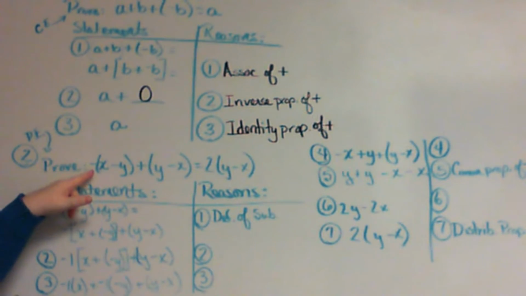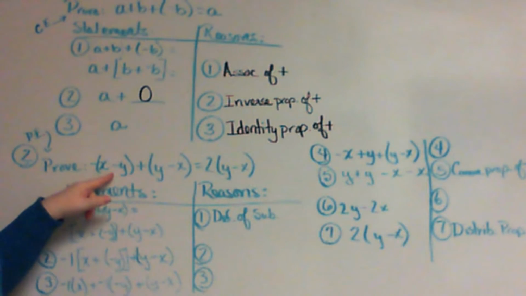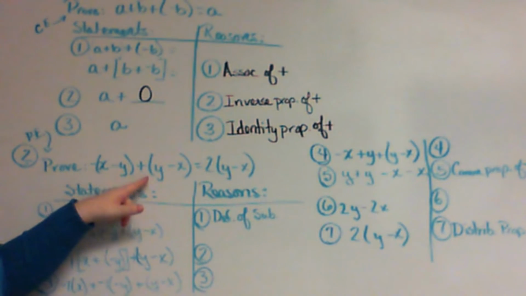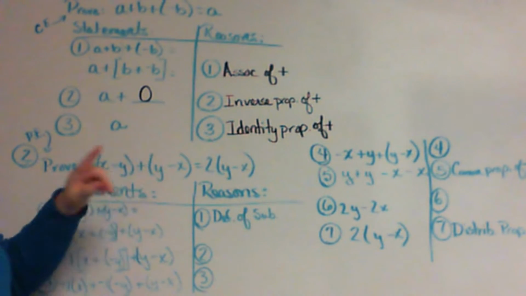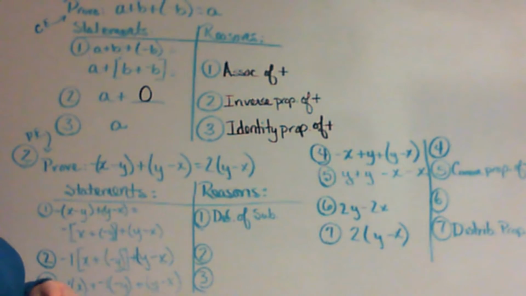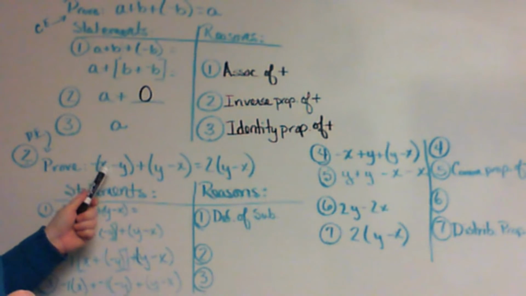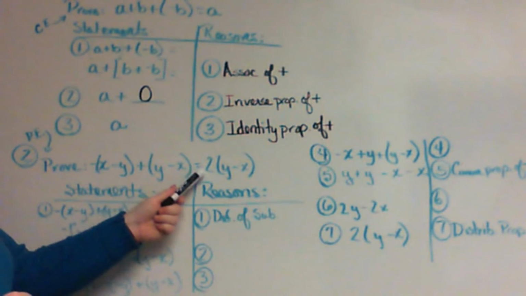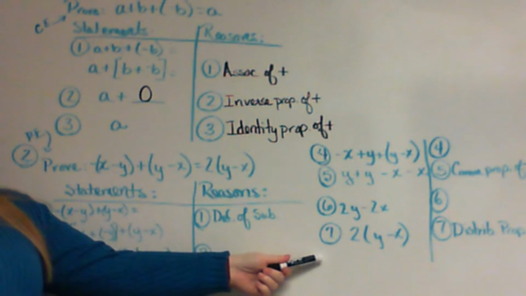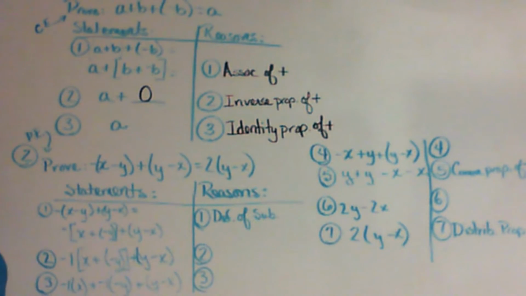They tell you to prove that negative parentheses x minus y close parentheses plus parentheses y minus x close parentheses is equal to 2 parentheses y minus x. Notice the very first line starts with what they asked you to prove, and it has to equal what the very last line is. So I have steps 1 through 3 here, and then steps 4 through 7 over there, because I don't have a whole lot of room here to write it all down.